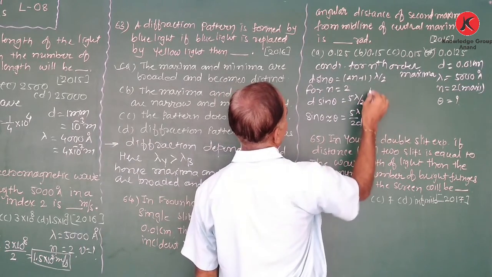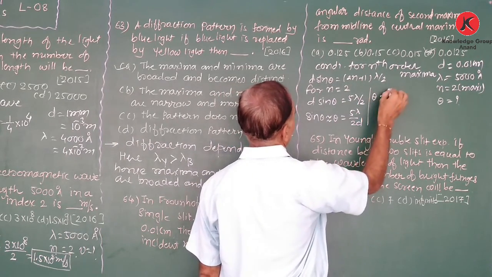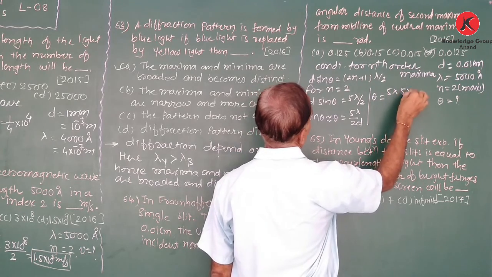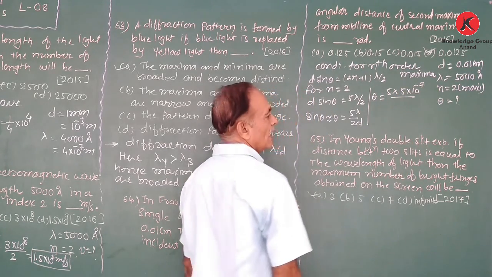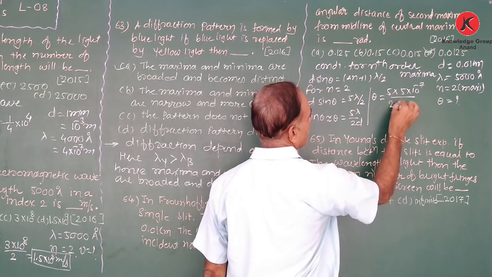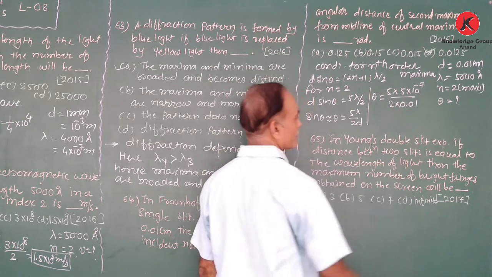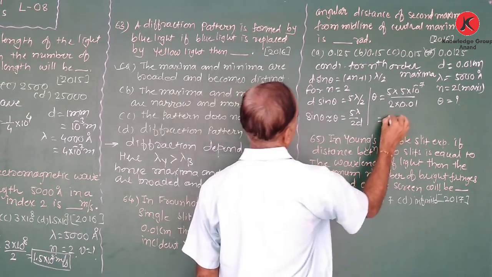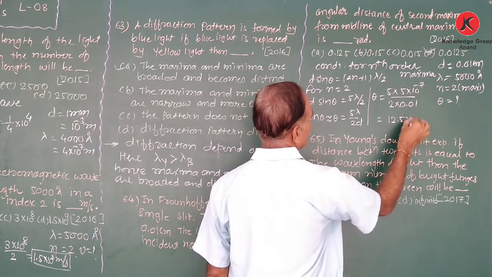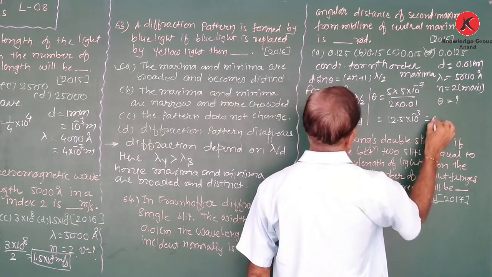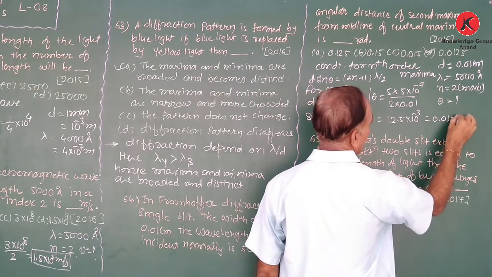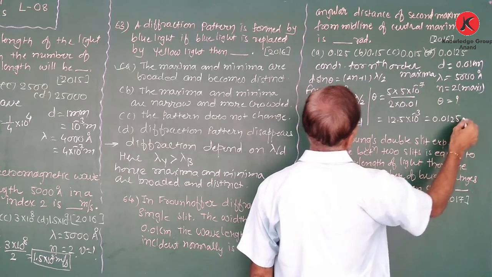All values are given. Therefore, the angular distance theta is equal to 5 into 10 raised to minus 7 upon 2, and d is given as 0.01. Therefore, 12.5 into 10 raised to minus 3, that is 0.0125 radian.